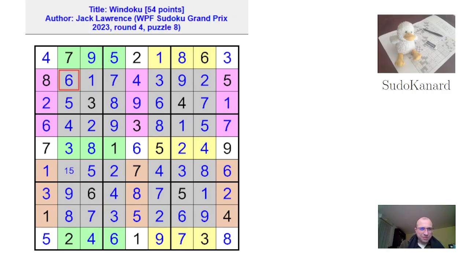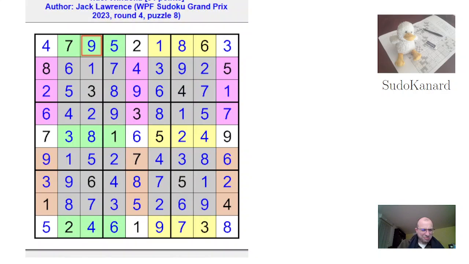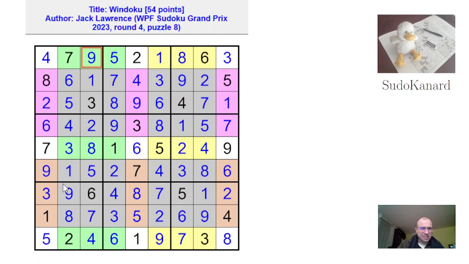Oh, what have I done? Oh, I've made some misplaced. Don't know what I did with that. Well, anyway, this finishes this solve, which was a bit of a struggle.